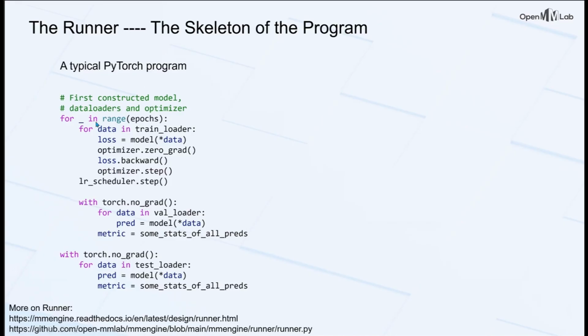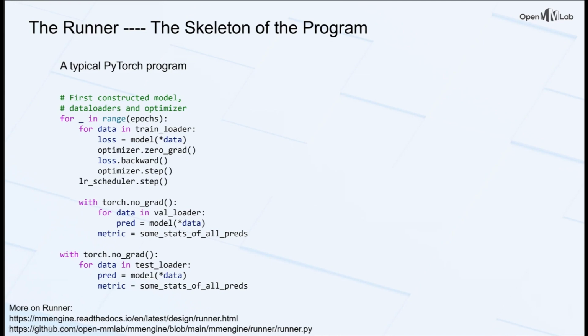We iterate over the training data loader for several epochs. In each iteration, we fetch a batch of data and compute the loss. Then we backpropagate to compute the gradients and update the model parameters using the optimizer. At the end of every epoch, we do a validation. And after training, we do the testing to compute some performance metrics.